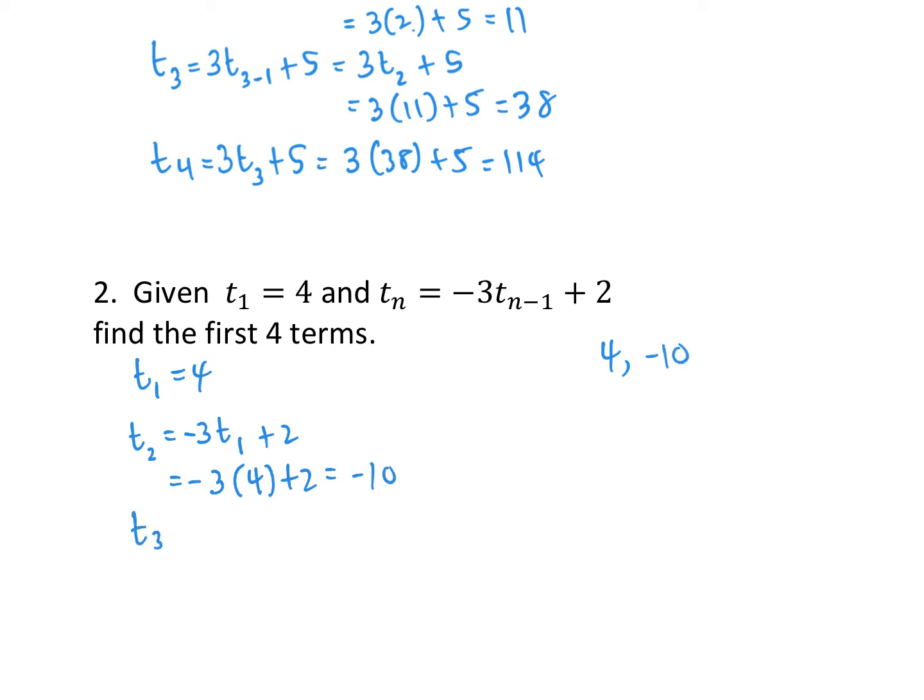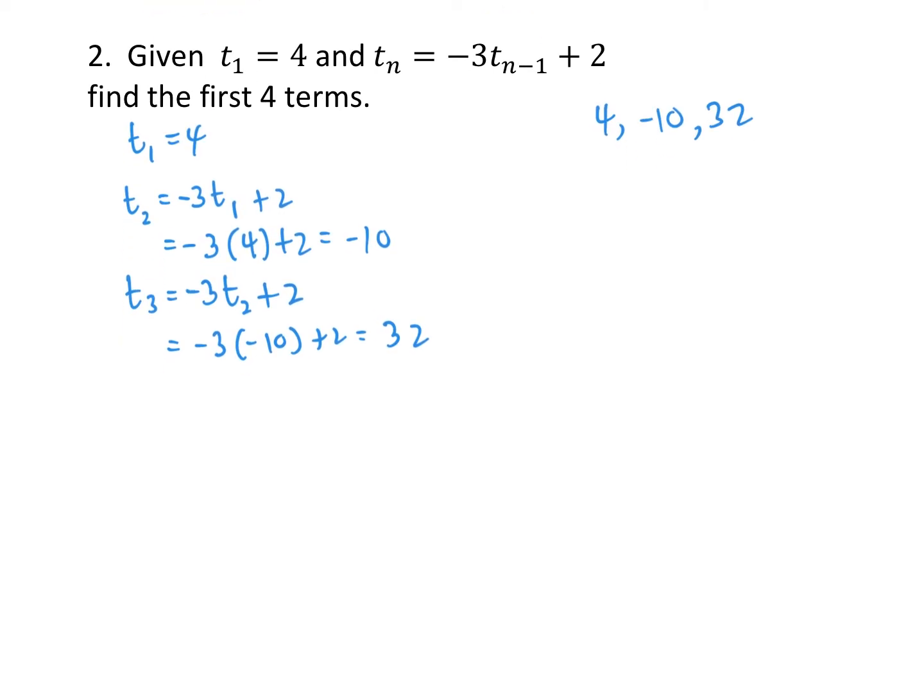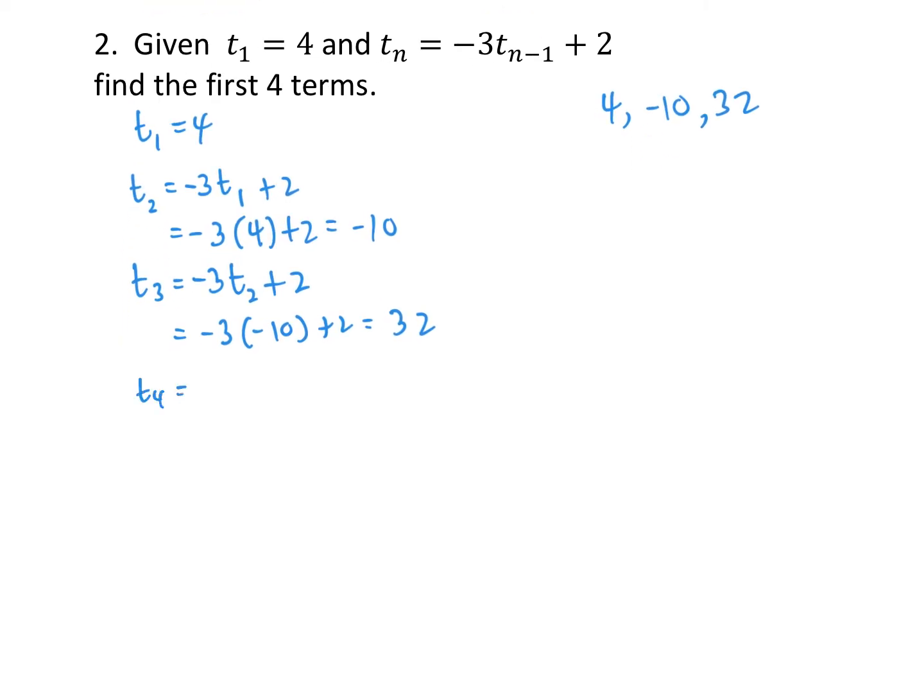Then we're going to find the third term. 3 minus 1 is 2, so it will be -3 times t sub 2, plus 2. We just found t sub 2 to be -10, and so that equals 32. Then we're going to find one more term. The fourth term will be -3 times the third term, since 4 minus 1 is 3. We just found the third term to be 32, and so that works out to be -94.